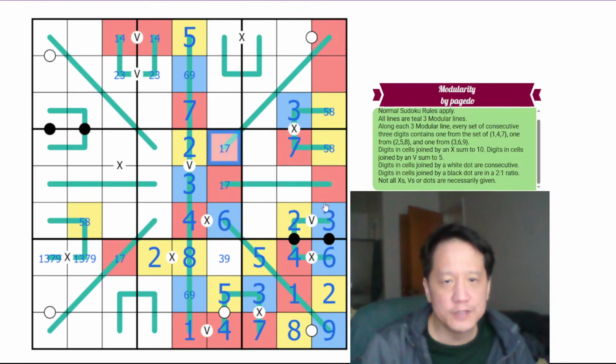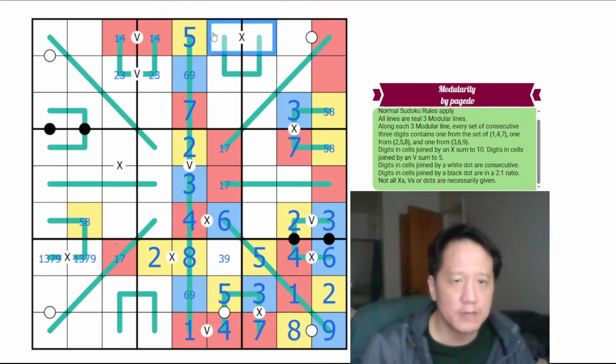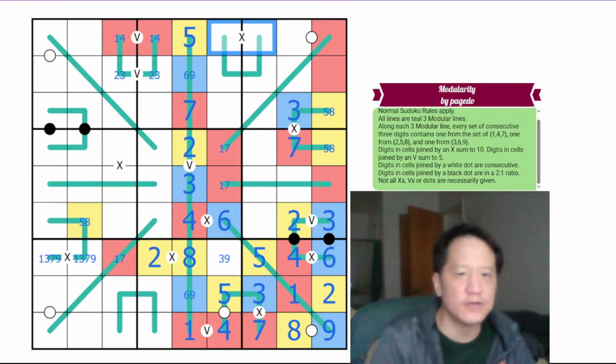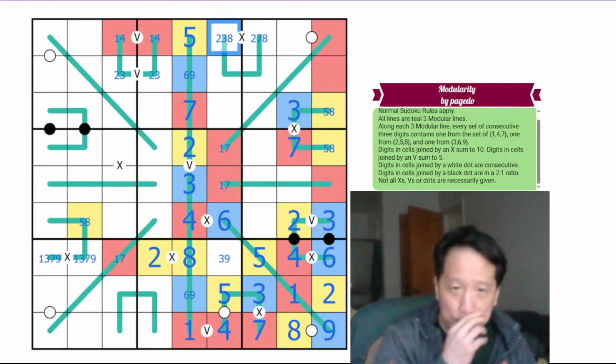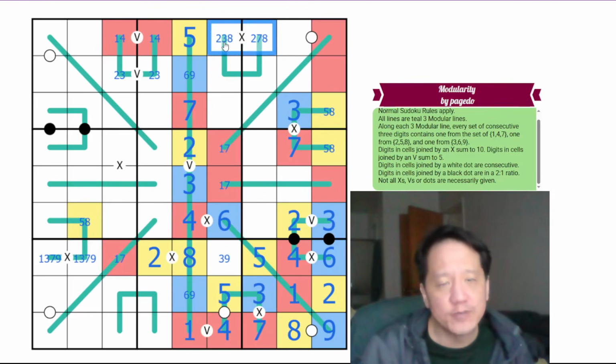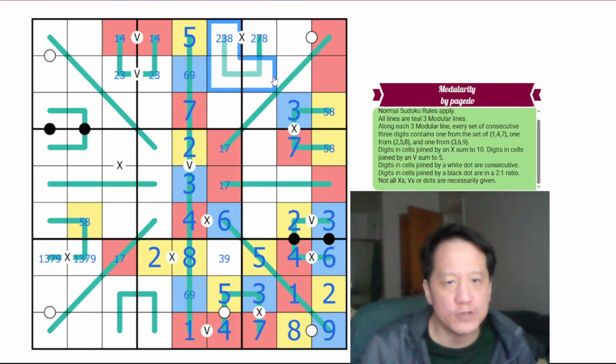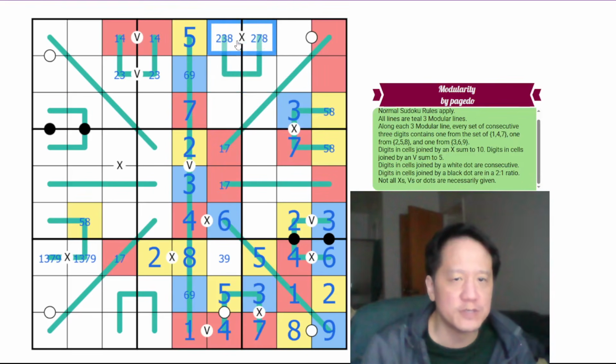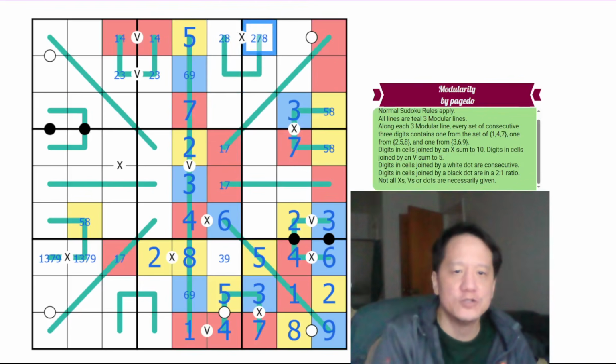This is red. This is red. Must be blue and yellow. This adds up to 10. Cannot be 1 and 4, so it's either 2, 8, or 3, 7. But this can't be 3, which means this can't be 7. And these have to be the same set, because we have 1, 2, 3 here, and this is 1, 2, 3, so this must be the same set, which means this must be 2 and 8.